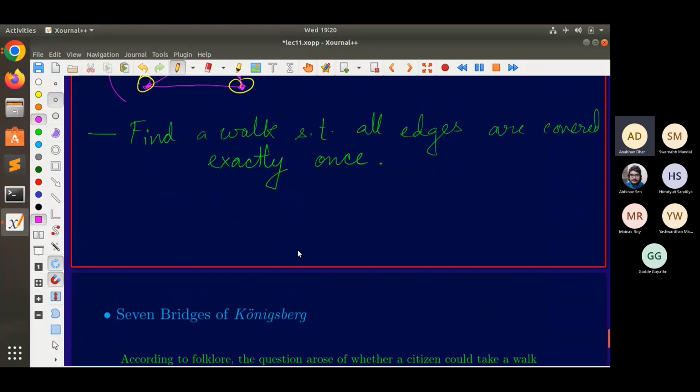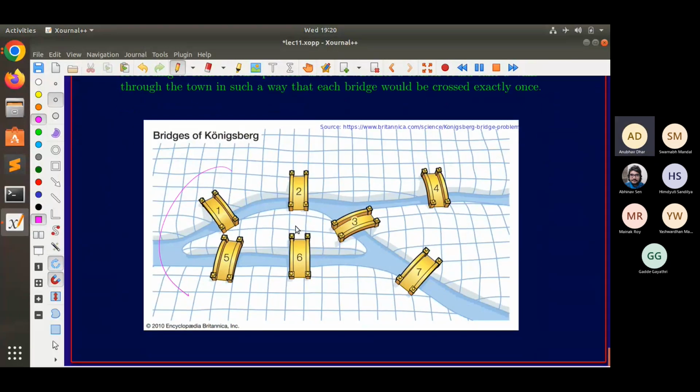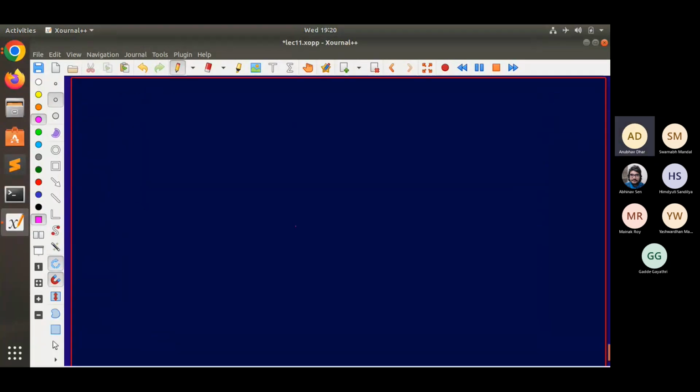Now let's talk about why. First of all, let's observe some of the structures that we can draw. By the way, can anyone draw this?